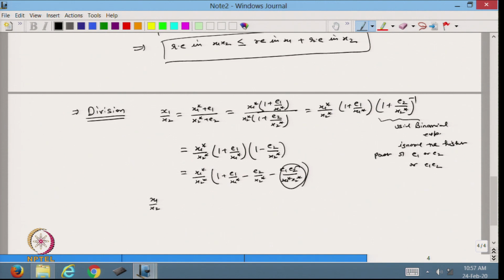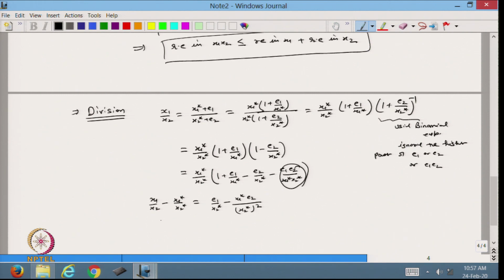So, from here I can write my x1 over x2. I will take this quantity on the left hand side, so this will become x1 star over x2 star. On the right hand side this x1 star will cancel out. So, I will get E1 over x2 star minus x1 star E2 divided by x2 star whole square. So, in this case also, if I want to find the absolute error, it is not going to give any upper bound because it is dependent on this one.